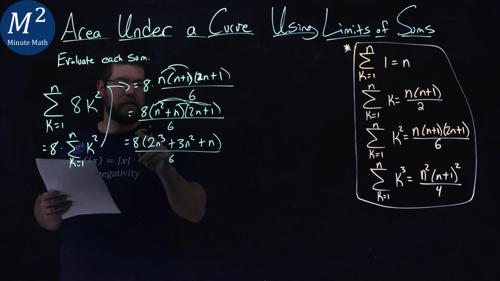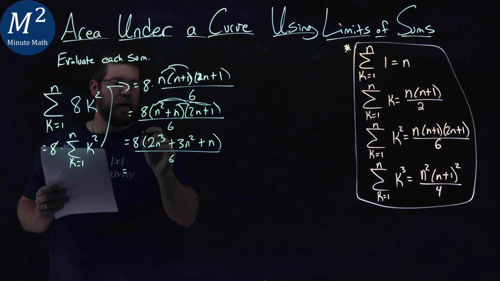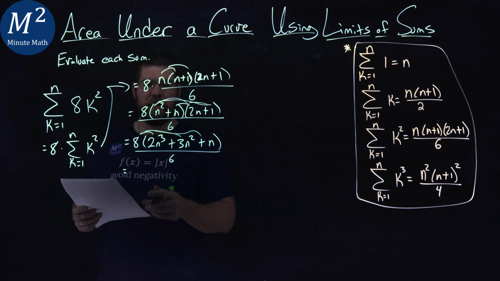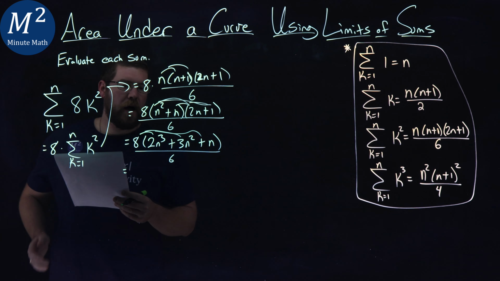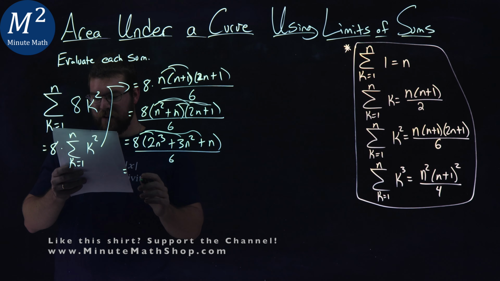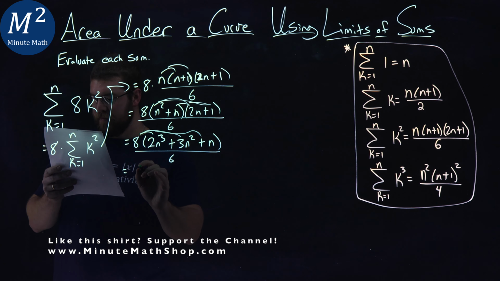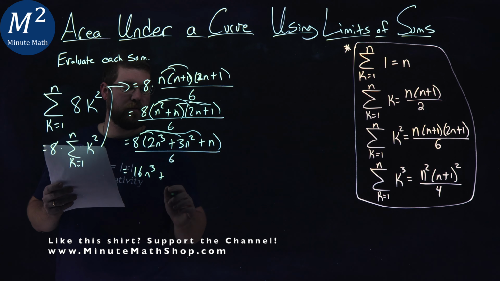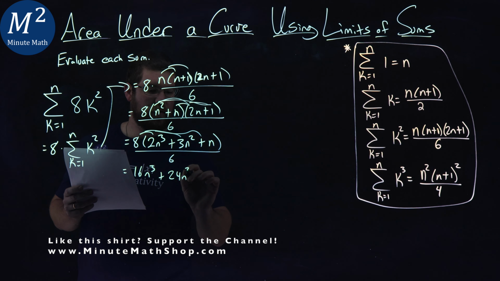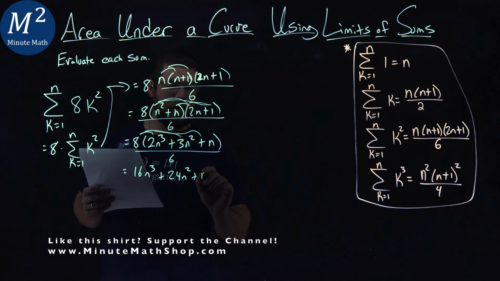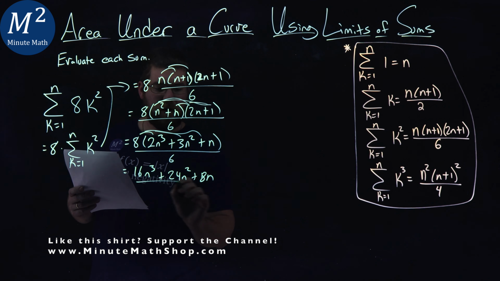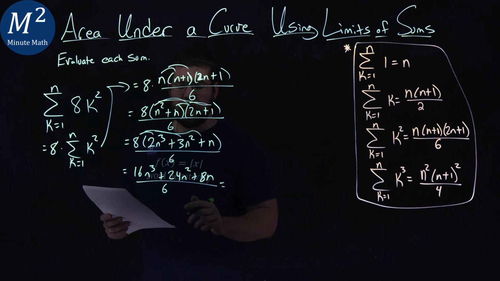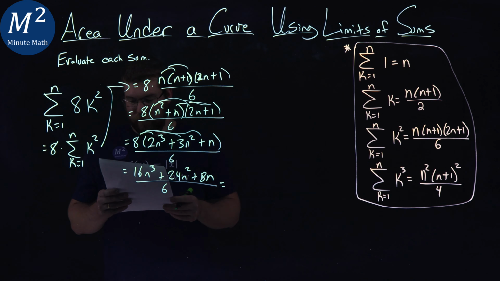Distribute this out, the 8 across. So we have, and you'll see later on this actually is an important step to not just cancel out right away, but we'll see. 8 times 2n cubed is 16n to the third, plus 8 times 3n squared is 24n squared, plus 8 times n is 8n over 6. Now we can break them up to each individual ones. 6 goes into each part and we simplify.